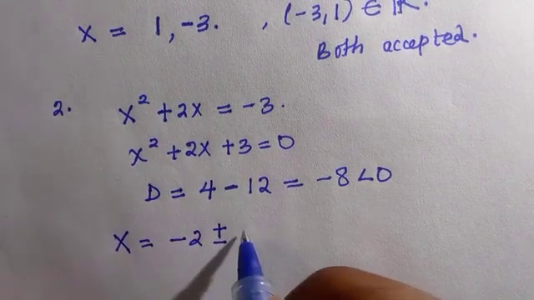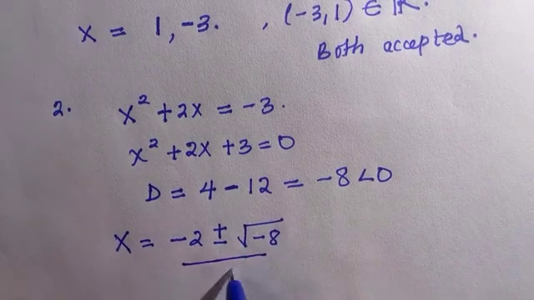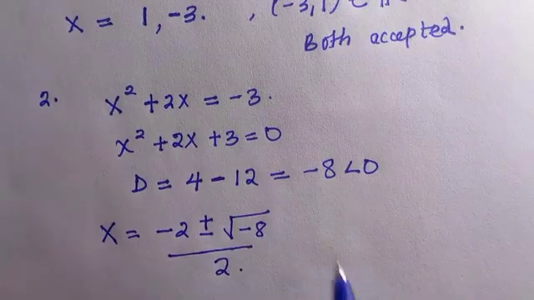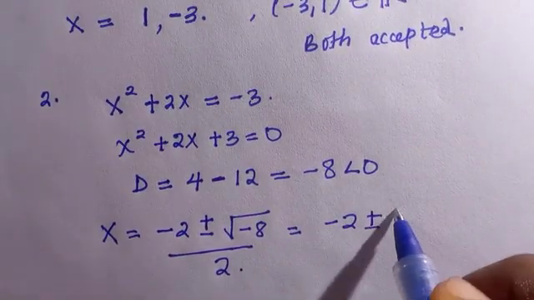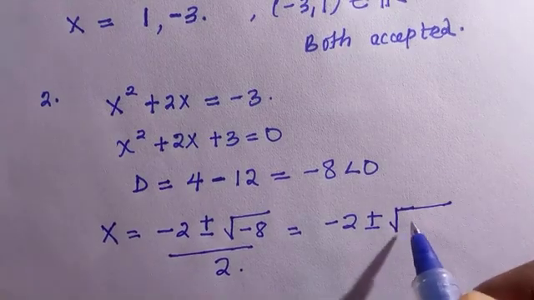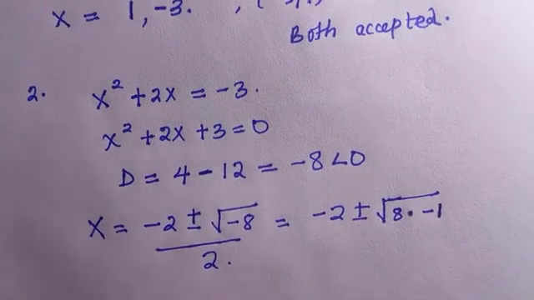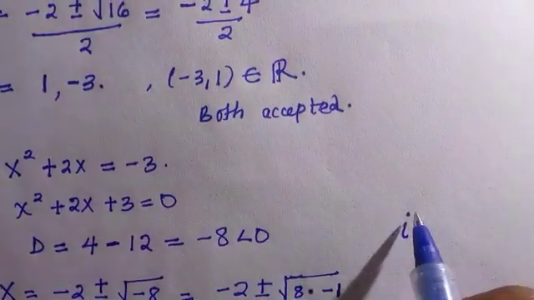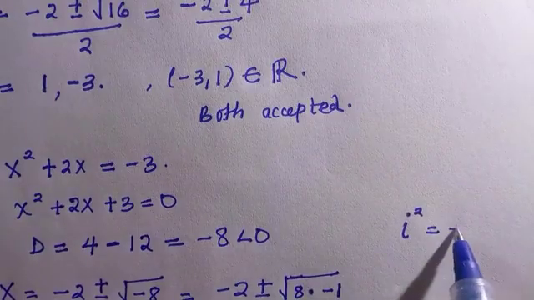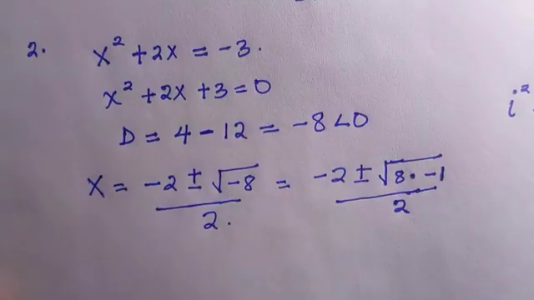So we have this as minus 2 plus or minus the square root of minus 8, divided by 2. And again, we have minus 2 plus or minus, and this can also be written as the square root of 8 multiplied by minus 1, and we divide everything by 2. We should also know that this minus 1 is just like i squared according to complex numbers. So we are going to replace this minus 1 with i squared.